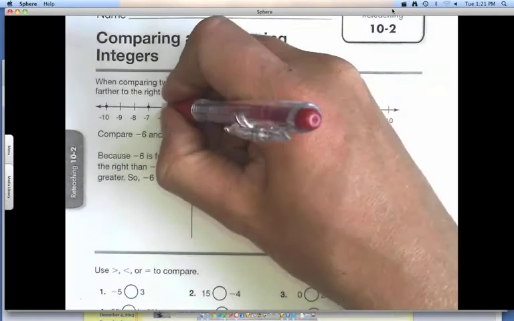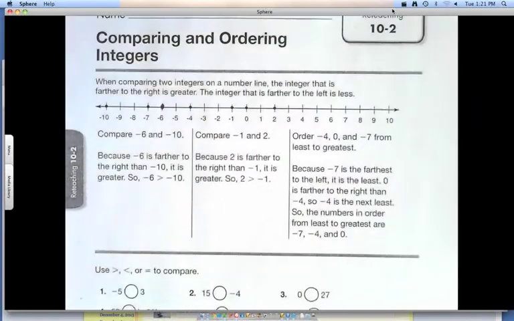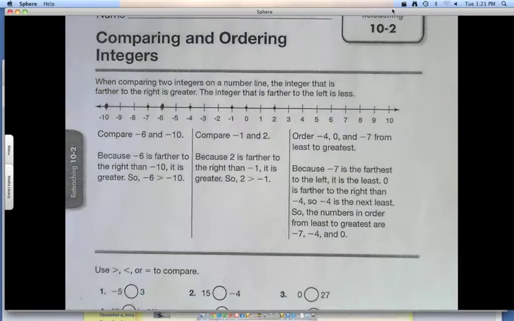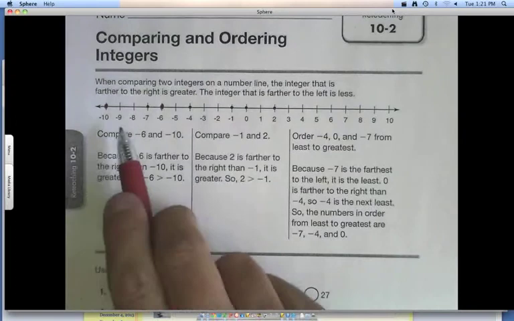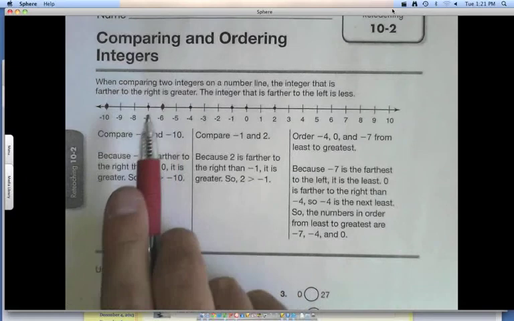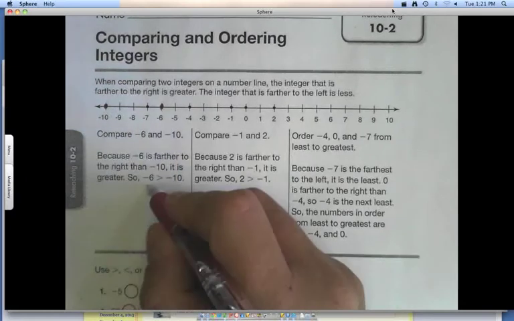So for example, compare -6 and -10. -6 is here, and -10 is at the end of the number line there, furthest to the left. So -6, since it is further to the right, it is greater than -10.